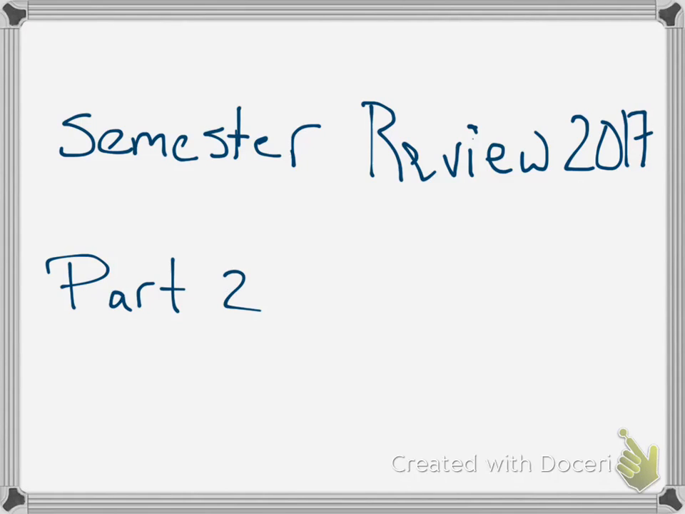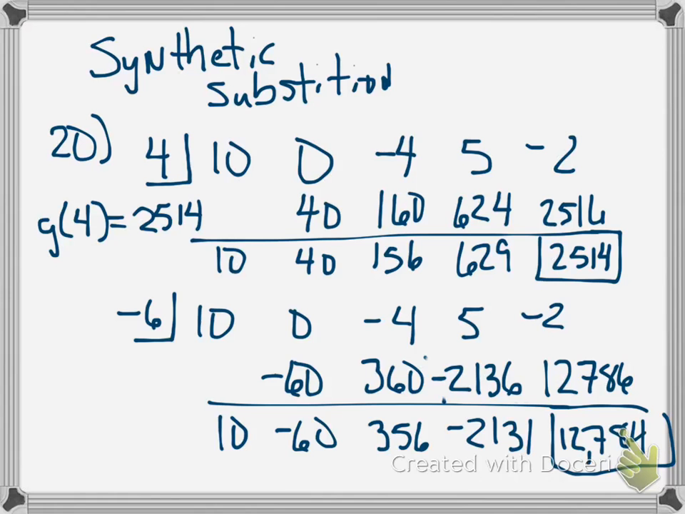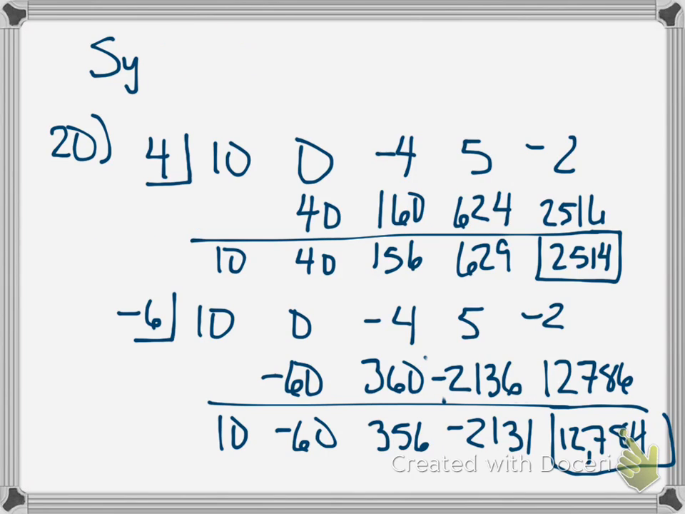All right, let's see what we got here. Number 20 and number 21 talk about using synthetic substitution. What is synthetic substitution? That's where you take the number they tell you, like find g of 4, and you do synthetic division. So, to go through that step by step, let's go here.